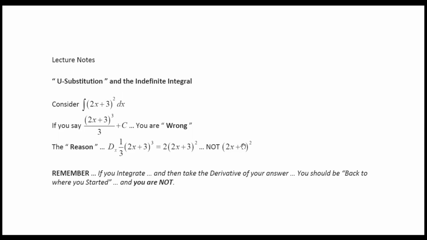Our answer is twice as big as we hoped it would be. In other words, we wanted to take the derivative and get this, but the answer is twice as big. Let's hold on to that thought.